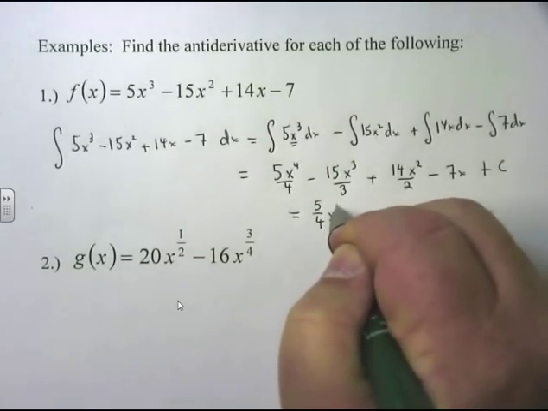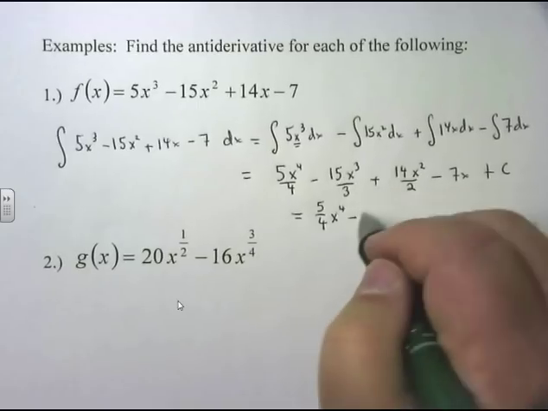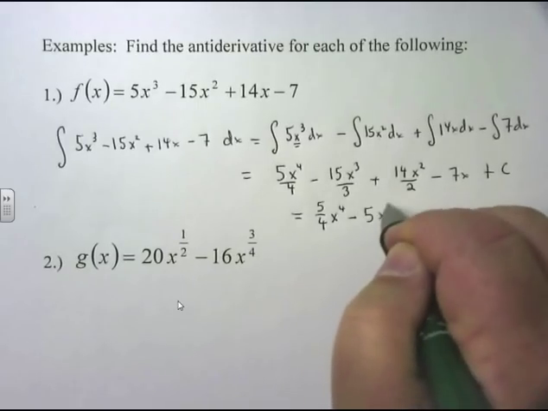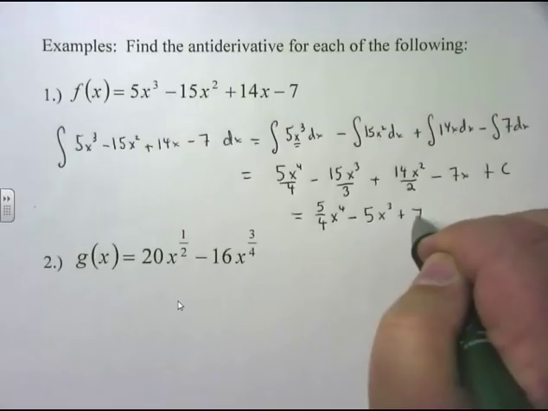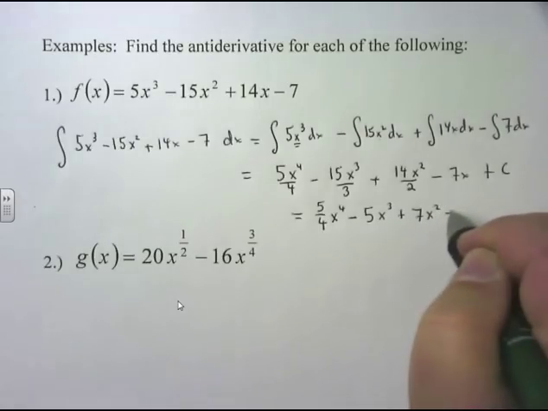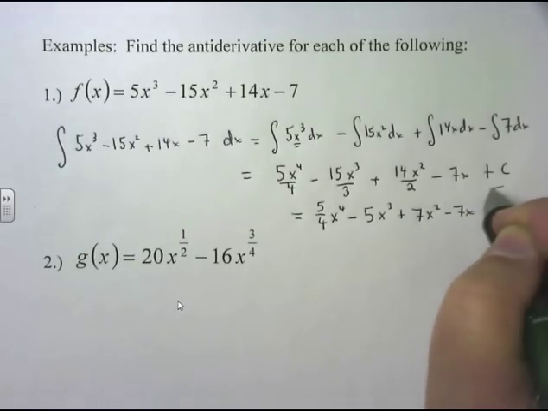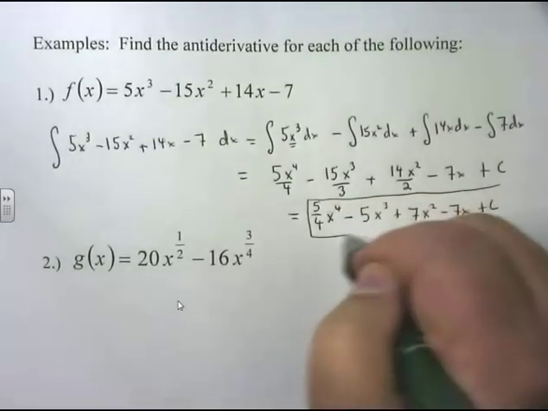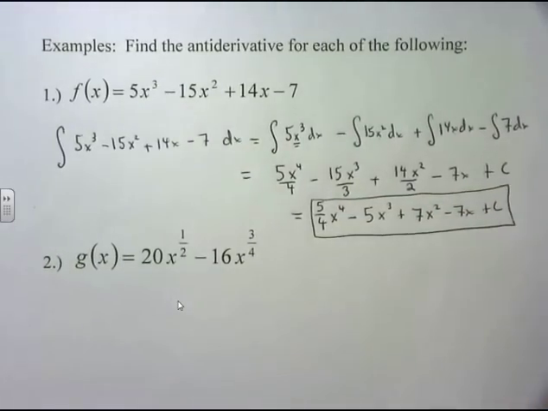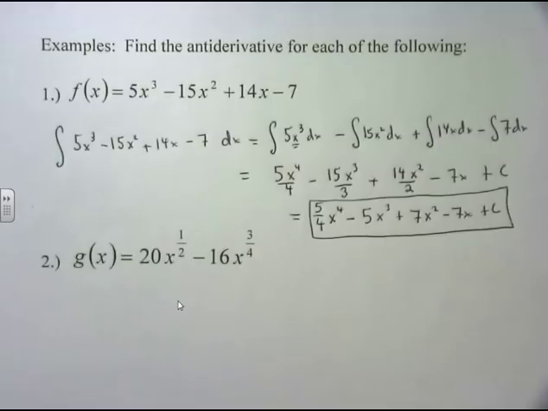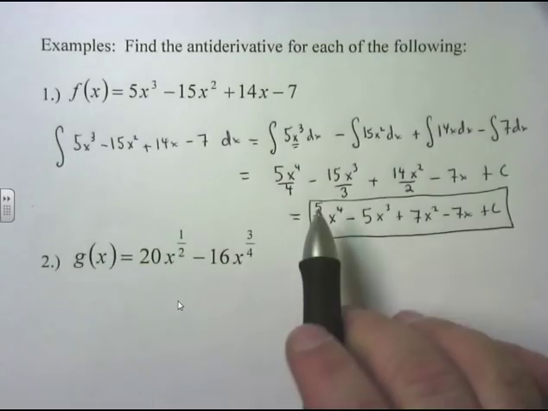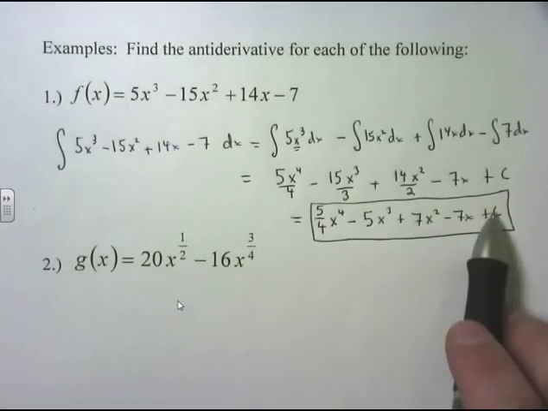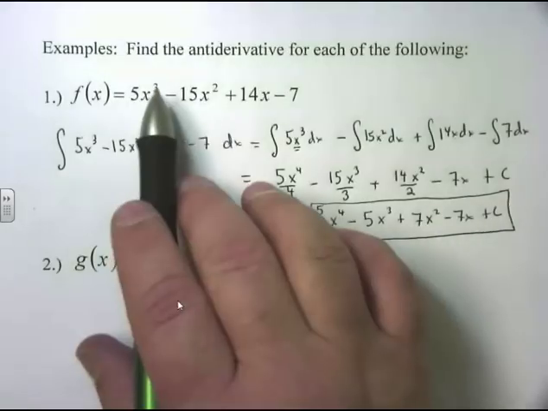5/4 x to the 4th minus 15 divided by 3 is 5, x cubed plus 7x squared minus 7x plus c. And you're taking your first antiderivative. Now, if you really wanted to double check yourself, because of new rules and the like, you can take the derivative of this function, and you should get this answer back again.